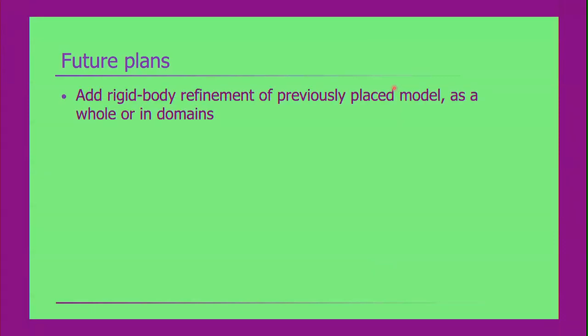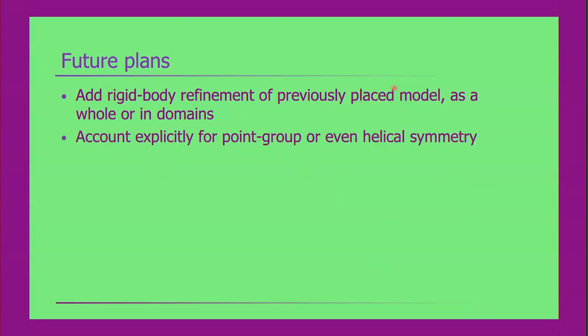Okay, so this is all available if you get nightly builds of the software, but there's a lot of things to do still. One really obvious thing is we haven't got a way of doing a rigid body refinement if you've already placed something, especially if there are multiple domains and you'd just like to adjust them. That'll be easy, we just have to do it yet. We're ignoring symmetry so far, so we can account explicitly for point group or helical symmetry in the search, which should improve things.